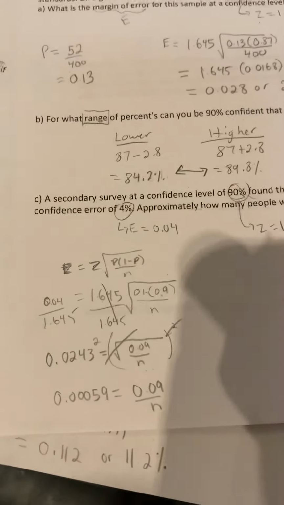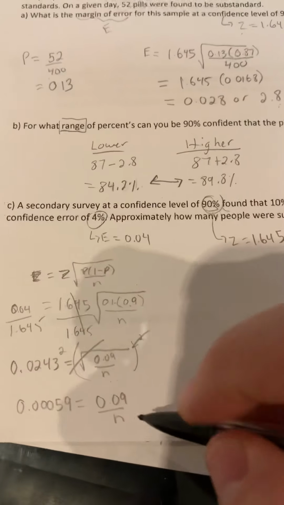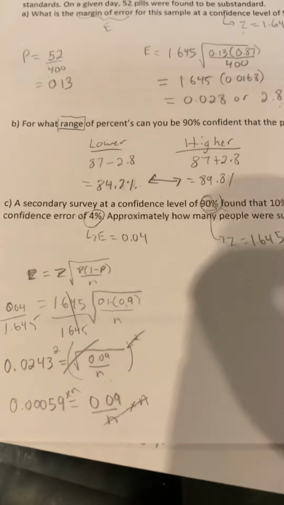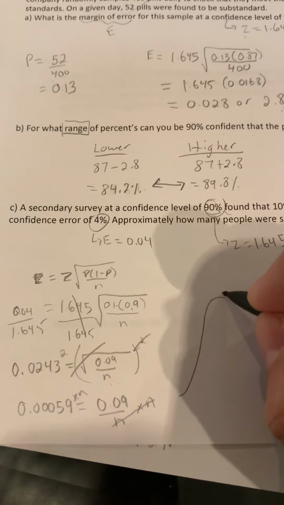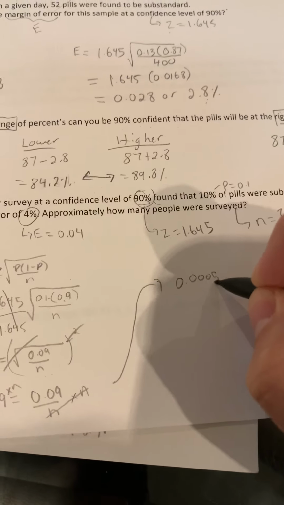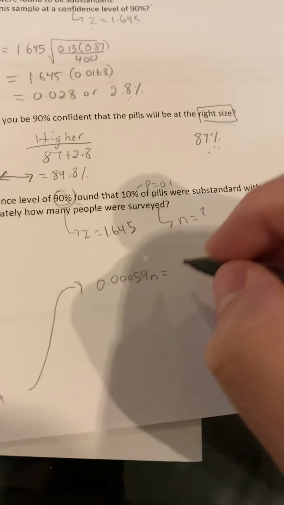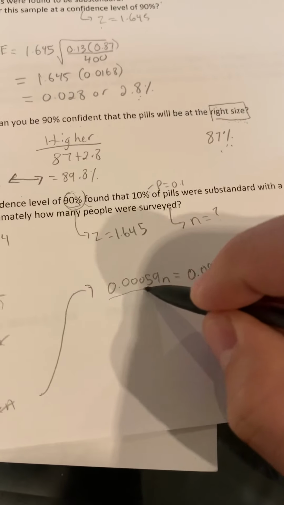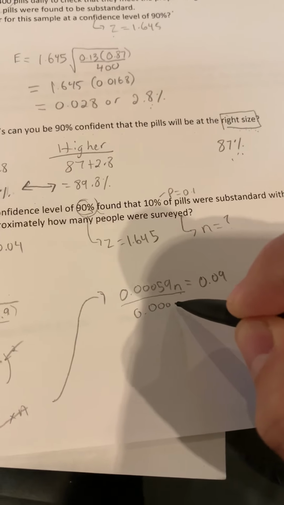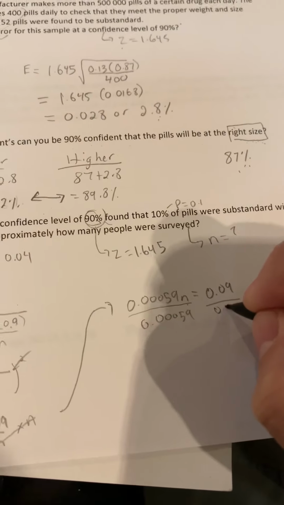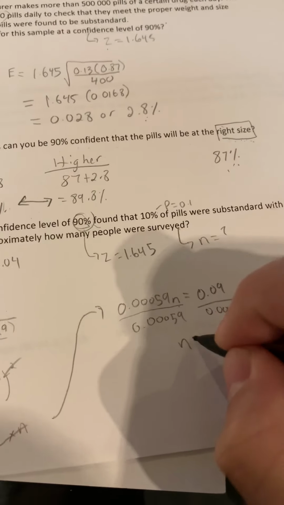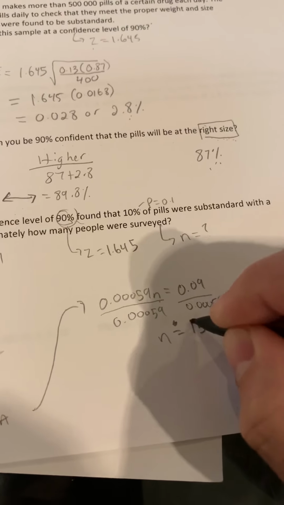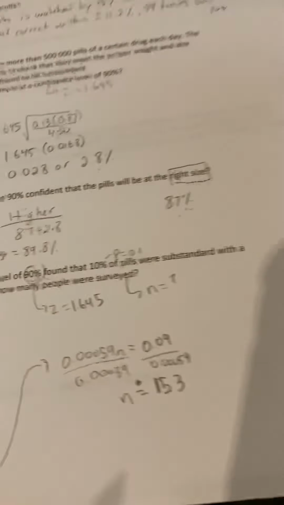Okay, I want to get rid of this denominator, so I'm going to multiply by N on both sides. So I get 0.00059N equals 0.09. And lastly, I want to isolate for the N, so I'm going to divide by 0.00059 on both sides. And I get an answer of approximately 153. So roughly 153 people were asked.